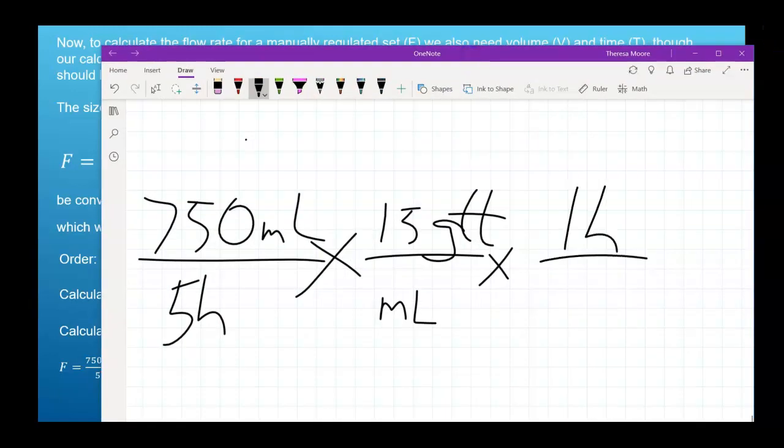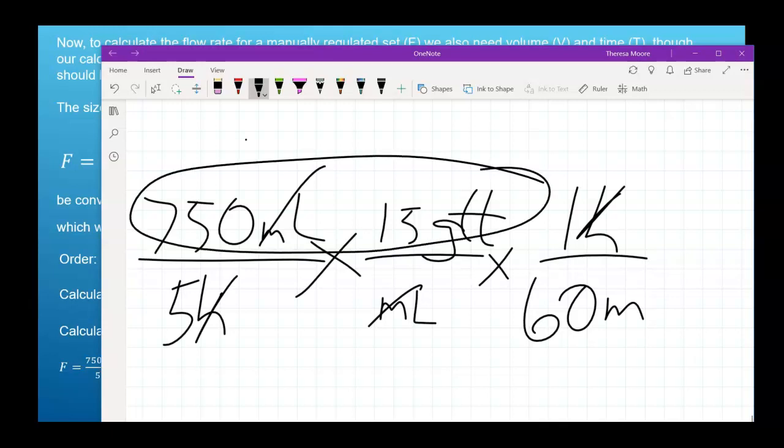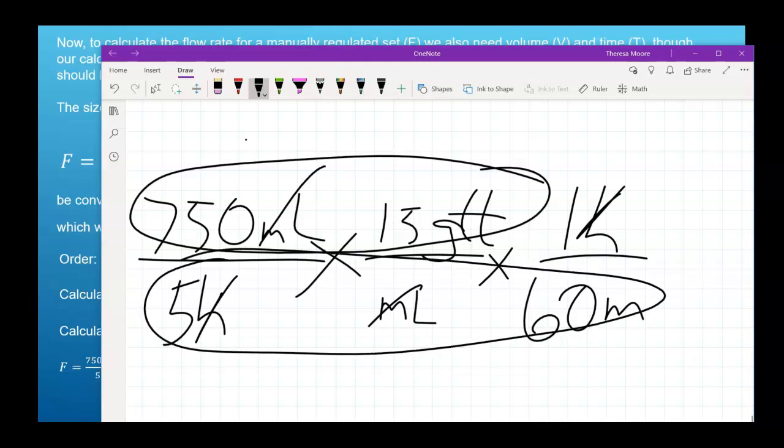So 1 hour, 60 minutes. You can kind of see I'm using more of a dimensional analysis process to do these conversions, because when you're multiplying fractions, if you have the same thing on opposite sides of the fraction bar, they cancel. So the mLs cancel here and the H's cancel here. So you have 750 times 15 drops on top, and then you have 5 times 60 minutes on the bottom.